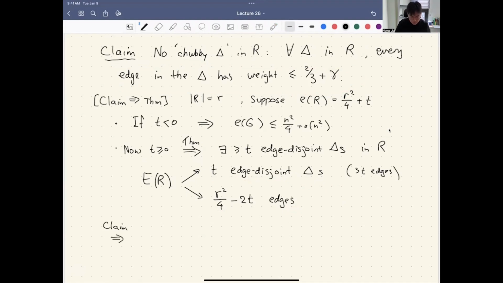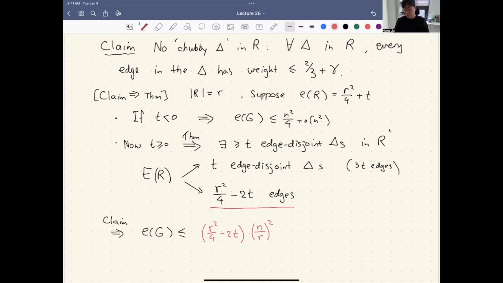So by the claim, e(G) is at most the following. Let's first look at the edges. The number of edges is r squared over 4 minus 2t. For each of these edges, we assume equipartition, so n over r vertices per class, corresponding to this many edges, plus here comes this term: we have 3t edges in all these triangles, each edge corresponding to n squared over r squared edges. But remember, by the claim, the weight is at most 2/3, so we need to multiply by 2/3 plus gamma.